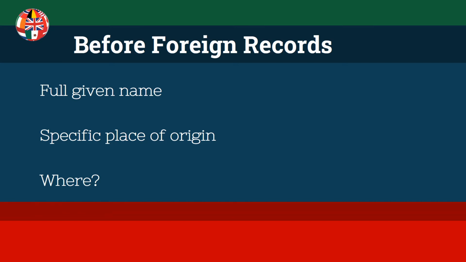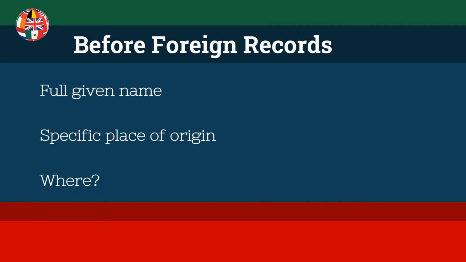Before we get to looking at our foreign records, there's a few things we need to know about an ancestor. We need to know the full given name of an ancestor and their specific place of origin. If you just know that your ancestor came from Norway, you're going to have a lot of records to look at before you can find anything concrete. So the question comes up, where do I find this information?